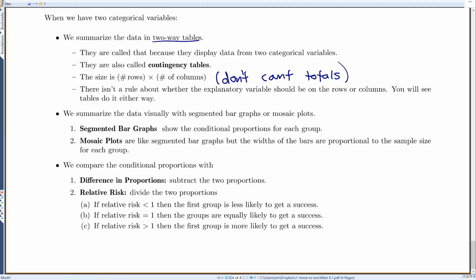And you can compare the conditional proportions with the difference in proportions. You just subtract the two proportions. Or you can look at relative risk, where you divide the two proportions. And if relative risk is less than 1, then that means the first group is less likely to get a success. If the relative risk is 1, then the groups are equally likely to get a success. And if relative risk is greater than 1, then the first group is more likely to get a success.